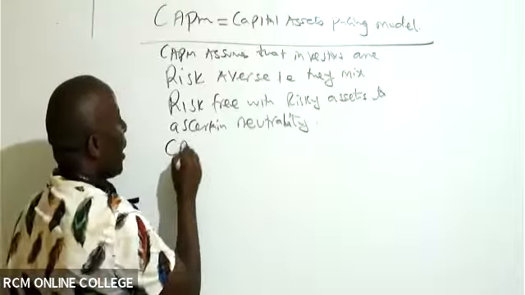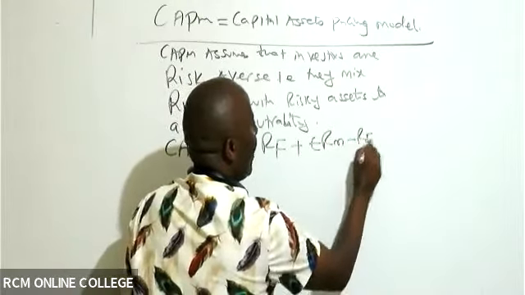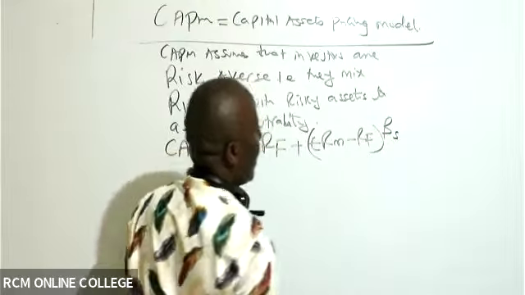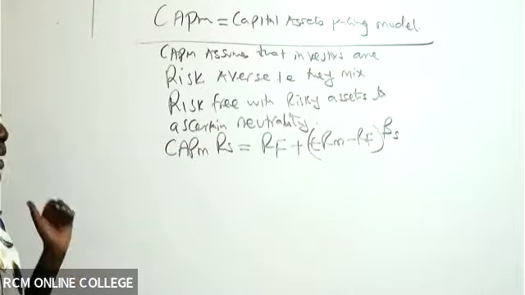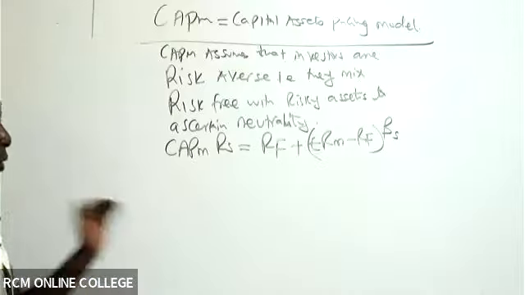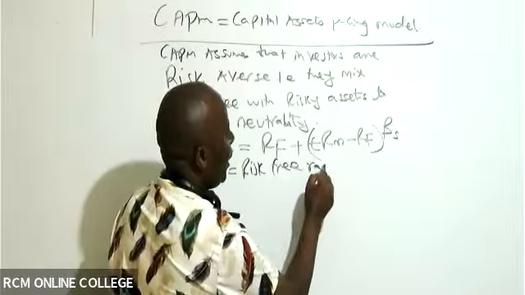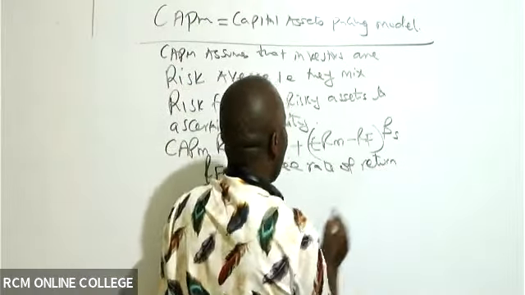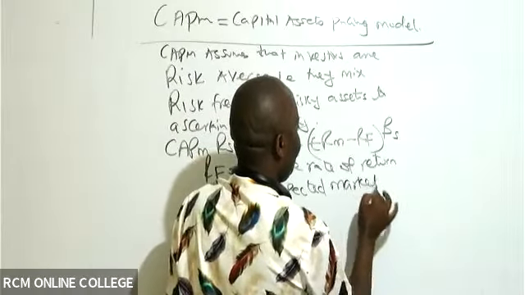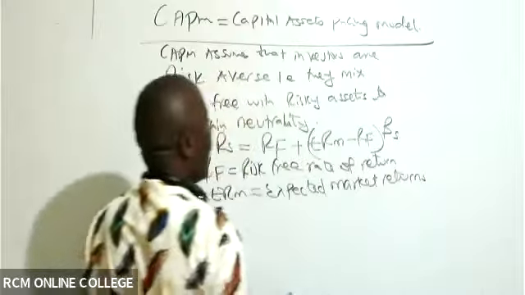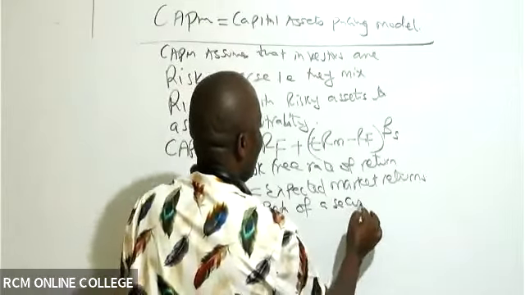And that is why we normally say CAPM returns equals risk-free plus (ERM minus risk-free) multiplied by beta S. Write it down like that. We have done this somewhere. Remember, Rf stands for the risk-free rate of return. ERM stands for expected market returns. And BS stands for beta of a security.